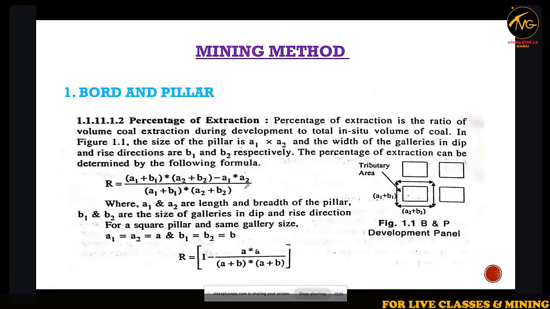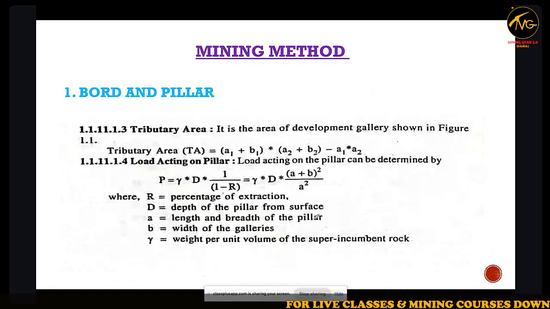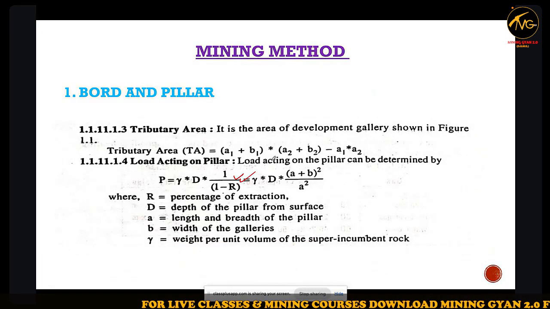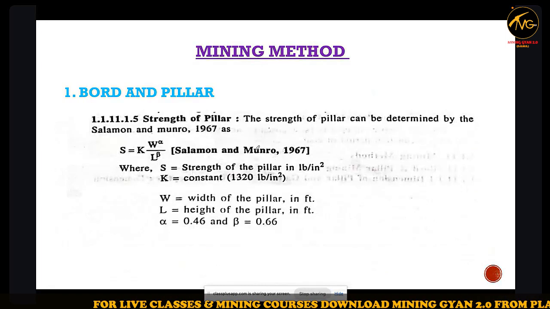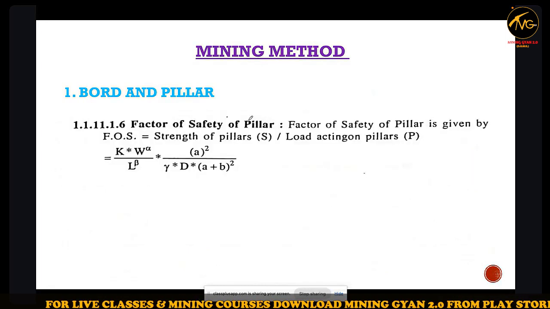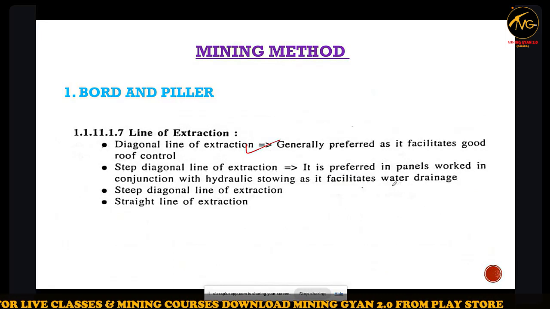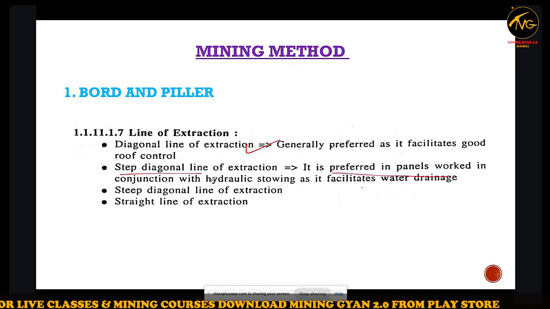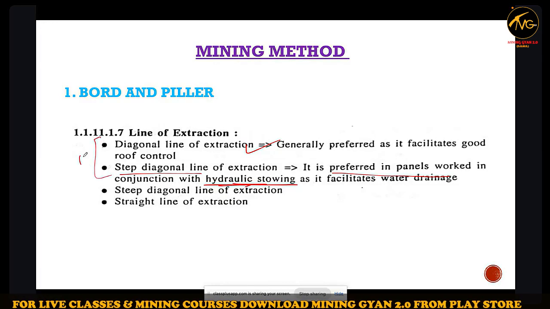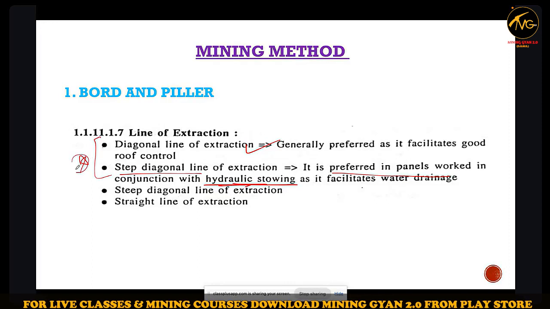Okay, you also have to mug up this formula. It will also come in your numerical section. Load acting on the pillar, this formula also you have to mug up. Strength of the pillar, then factor of safety, line of extraction. Generally we prefer diagonal, and for steep seams, diagonal line of extraction is preferred for the panel working in conjunction with hydraulic stowing. So you have to remember these two points.